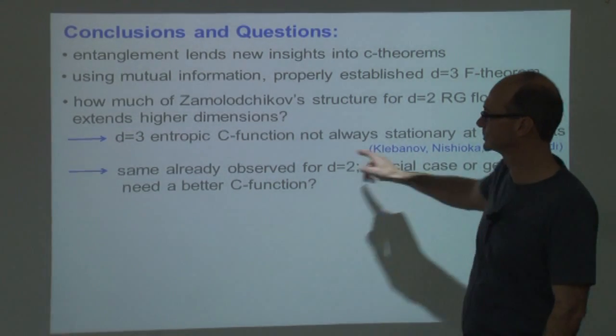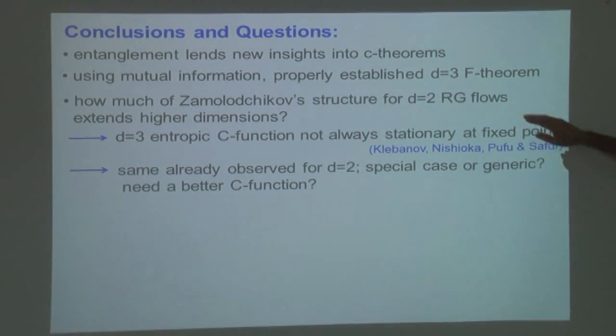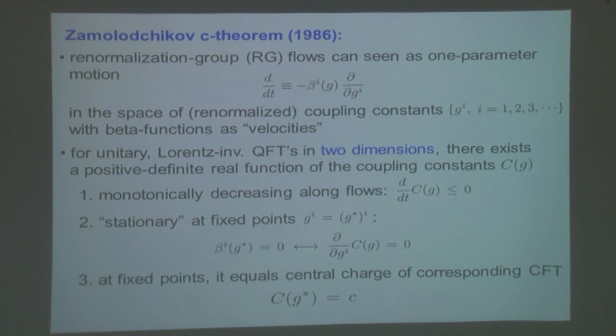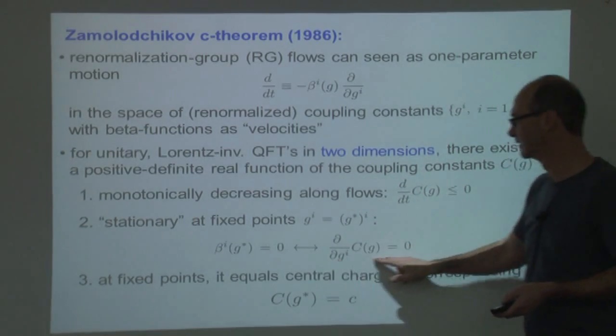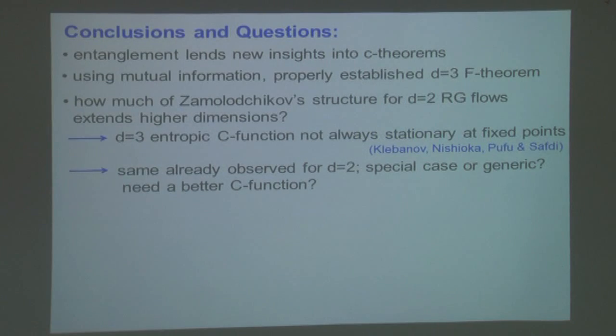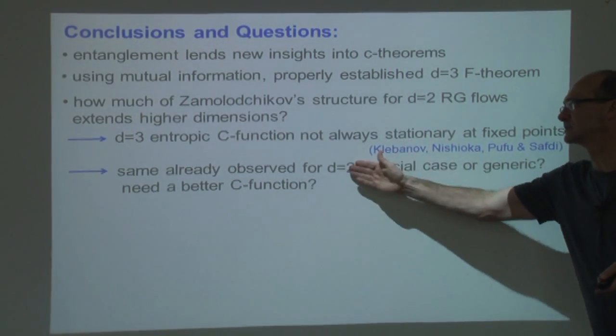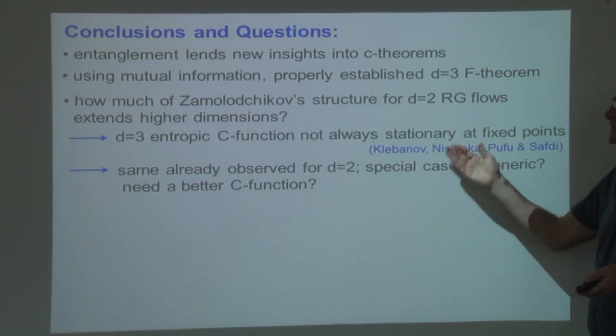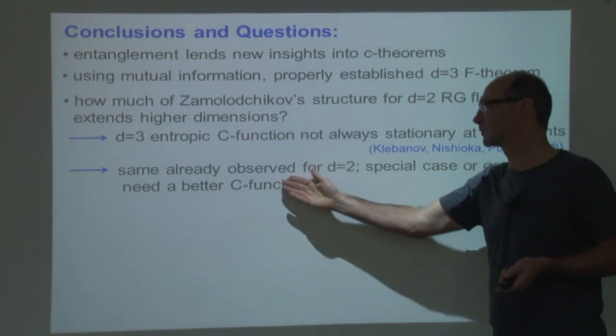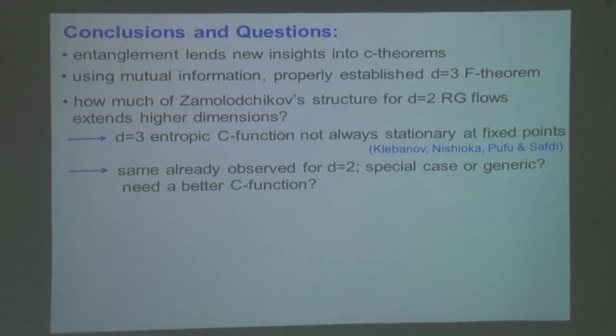In particular, these folks showed that for the 3-dimensional entropic C function, it's not necessarily stationary, and so we lost one of these criteria. We don't seem to have that using this entropic definition of the C function. On the other hand, we already knew that was true from the 2-dimensional case. One can ask, are we focusing in on certain special cases here, or is that the generic behavior? If it's generic, can we find a better C function that is stationary?